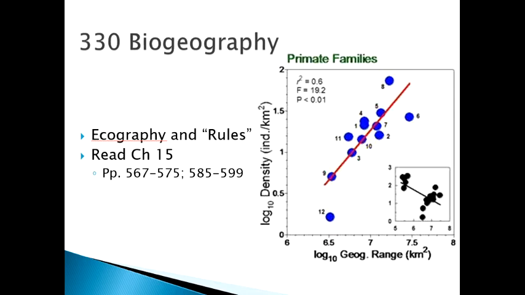Look at this diagram over here. You see these are primate families, so apes and monkeys, and it is graphing geographic range versus density. Look, that geographic range is in square kilometers and it's a log, so these can be huge. And it's something that is done not by just one person, but typically by a person mining out the literature.